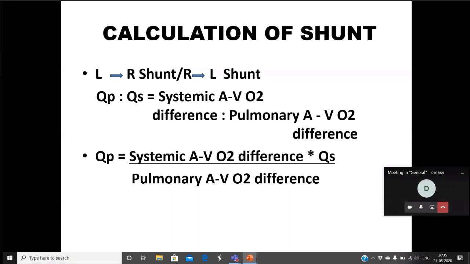Applying this formula, QP can be calculated by rewriting it: systemic arteriovenous oxygen difference multiplied by the systemic flow, which we know by looking at the cardiac output, divided by the pulmonary arteriovenous difference will give you the pulmonary blood flow. So the formula for calculating the pulmonary blood flow is equal to systemic arteriovenous oxygen difference multiplied by systemic blood flow divided by pulmonary arteriovenous oxygen difference. That will give you the pulmonary blood flow.